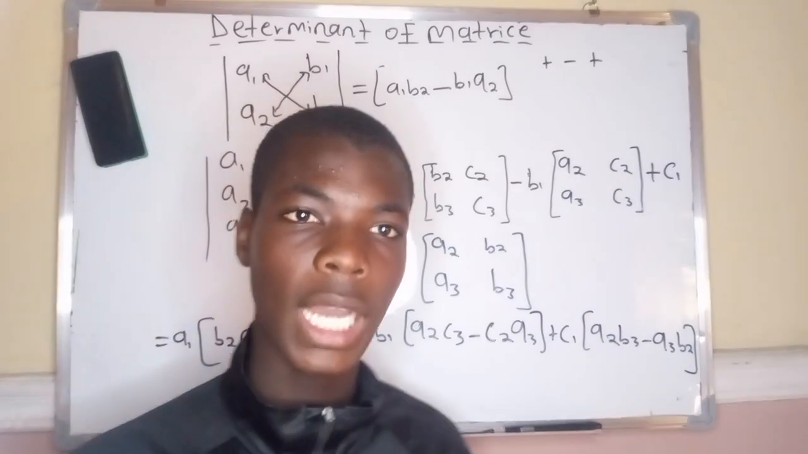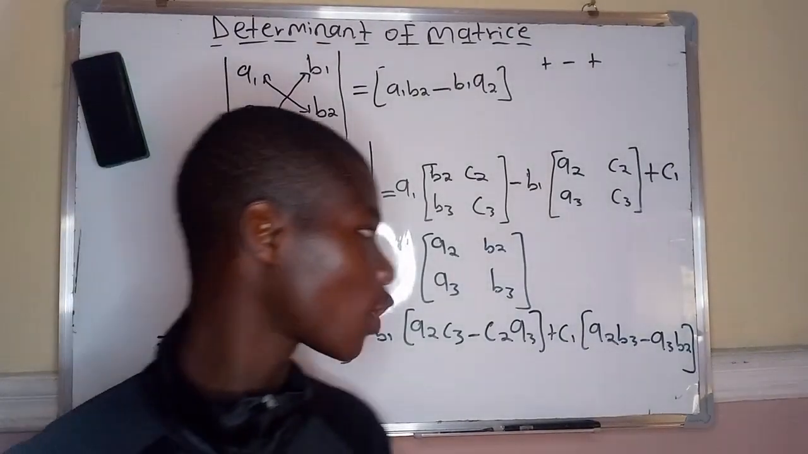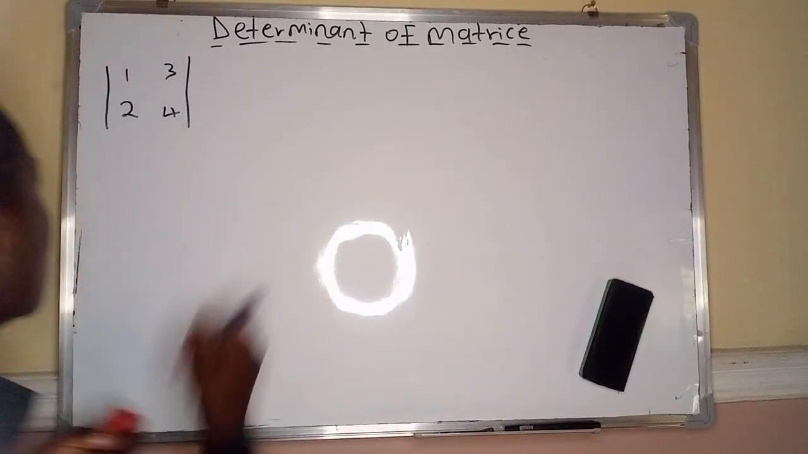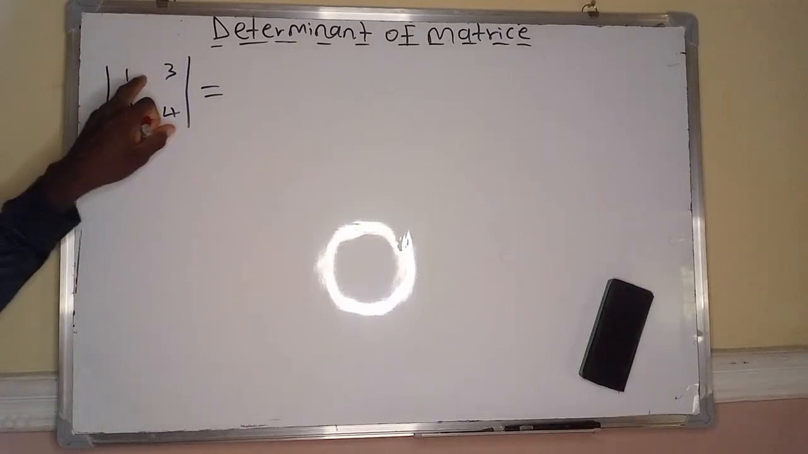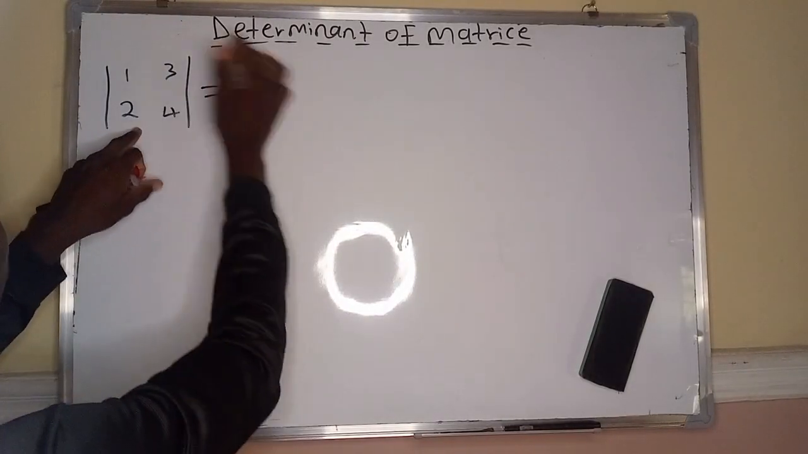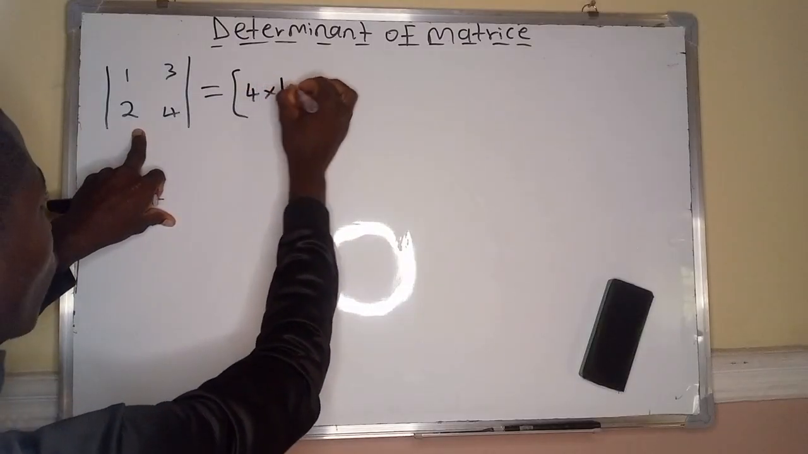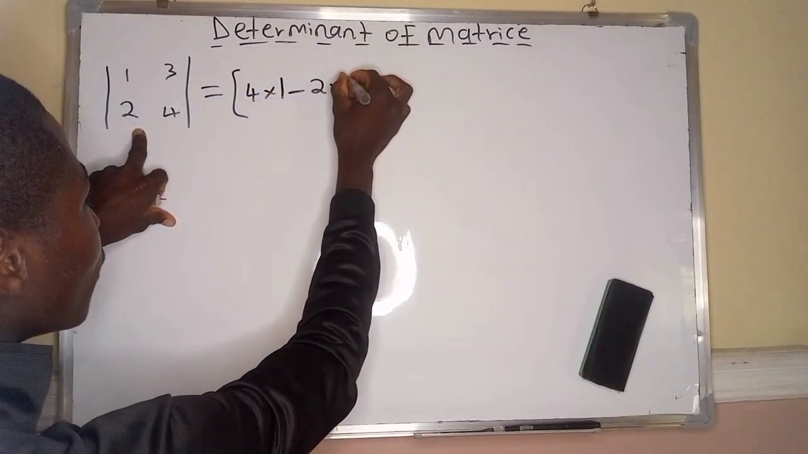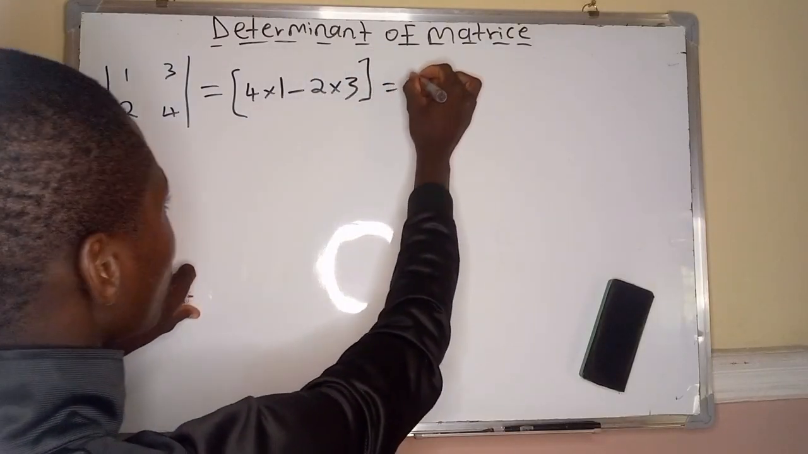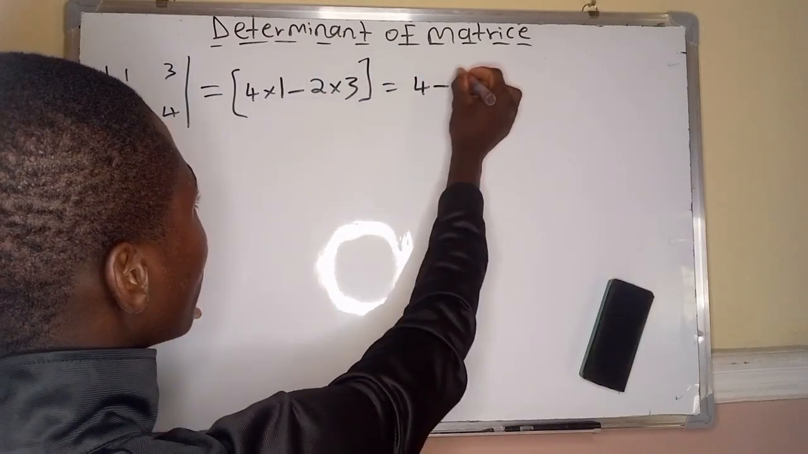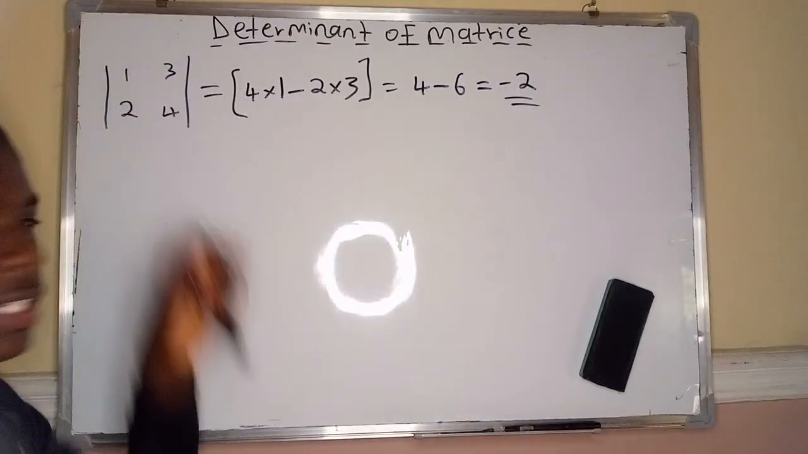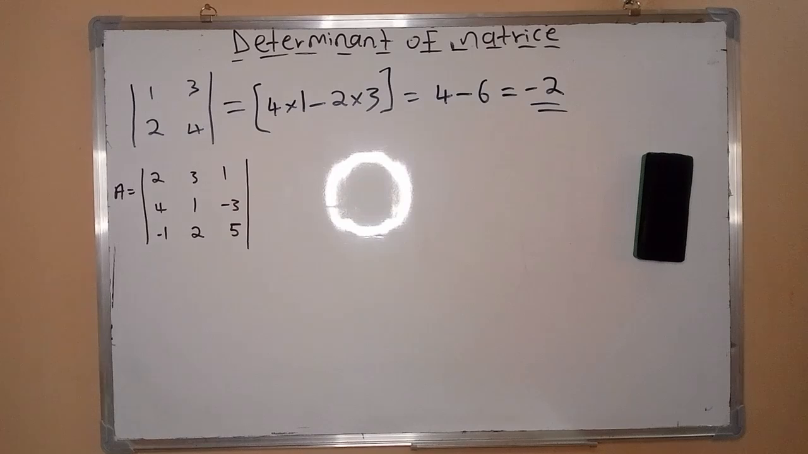So this is how to find the determinant of a 2 by 2 matrix and a 3 by 3 matrix. Let's see some examples. Let's find the determinant of this 2 by 2 matrix. It is equal to 1 multiplied by 4 minus 2 multiplied by 3. Or 4 multiplied by 1 minus 2 multiplied by 3, or 3 multiplied by 2. It is all the same. So I have 4 minus 6, which is equal to -2. So this is the determinant of this 2 by 2 matrix.